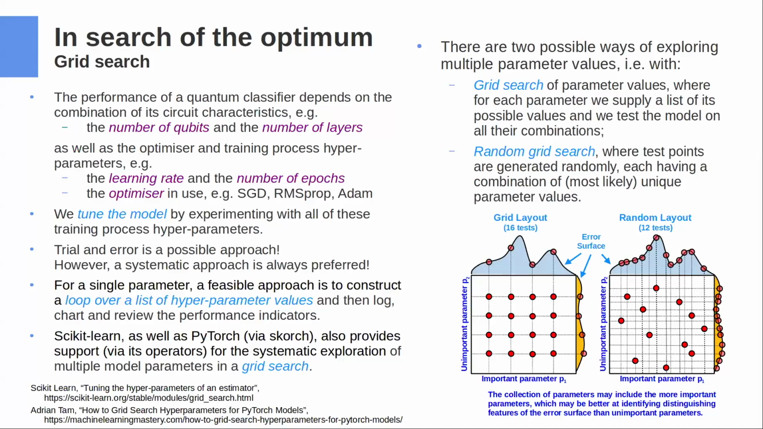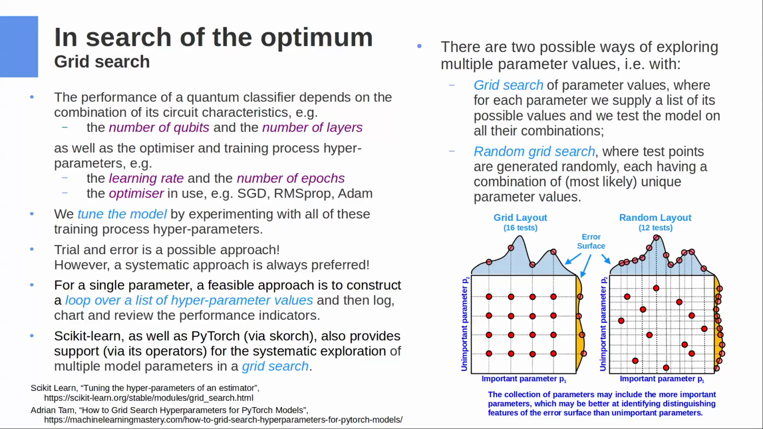So we tune the model by experimenting with all the combinations of parameters. And we can actually do a systematic search for the best parameterization and hyperparameterization of the optimization process. So in scikit-learn and in PyTorch, we actually have support for the systematic approach called grid search.